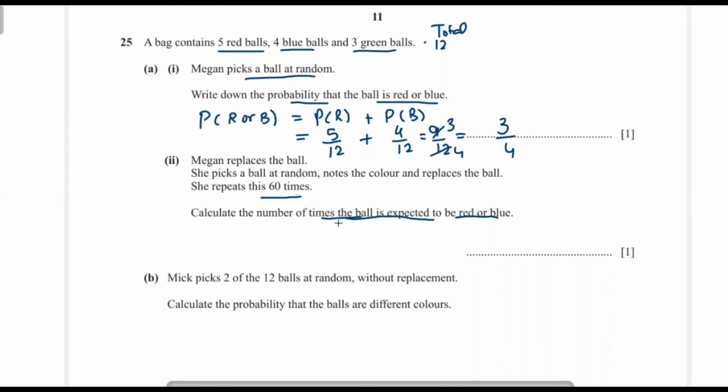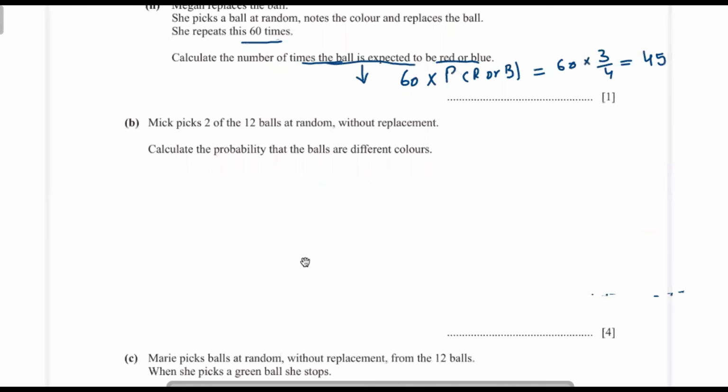Therefore, the number of times the ball is expected to be red or blue would be 60 multiplied by the probability of red or blue. Now that's equal to 60 multiplied by 3 over 4, and we can calculate it, that's equal to 45. Next is part B.